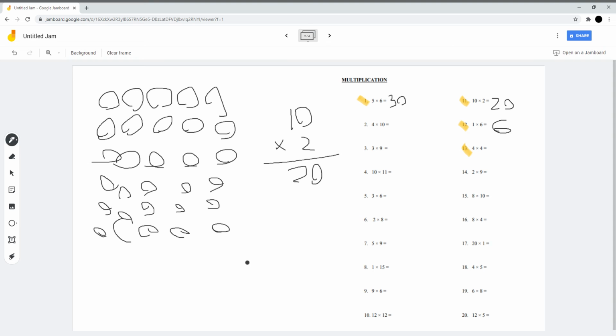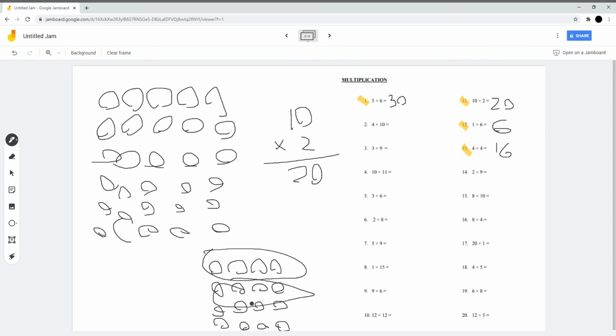4 multiplied by 4. I'll draw four circles of 4 groups. If you count this all, 1, 2, 3, 4, 5, 6, 7, 8, 9, 10, 11, 12, 13, 14, 15, 16, and the answer is 16.